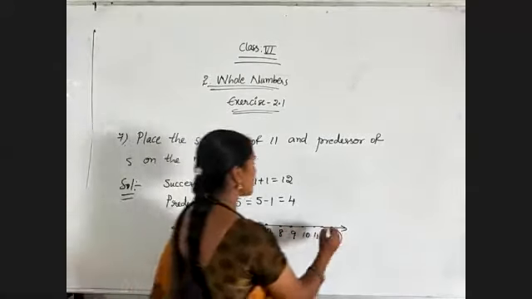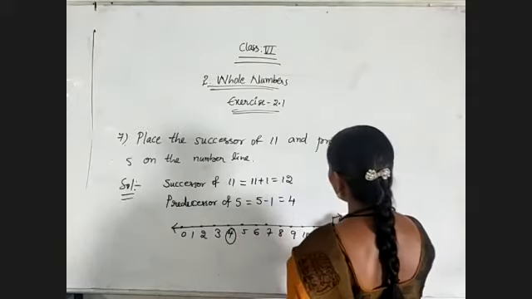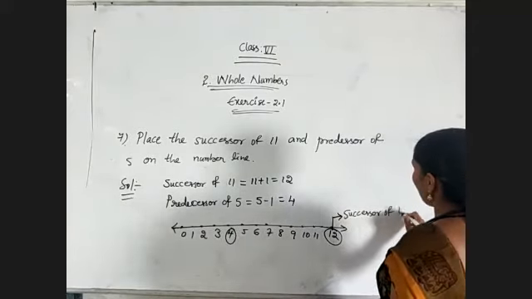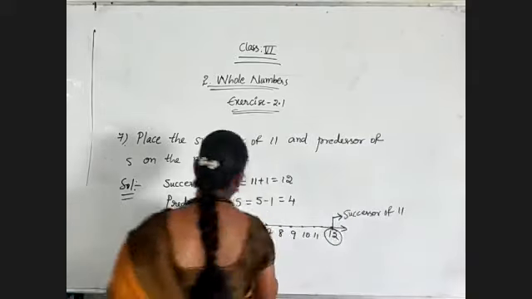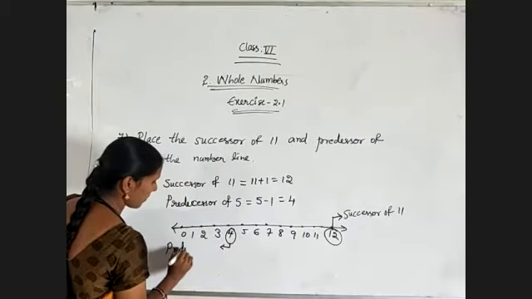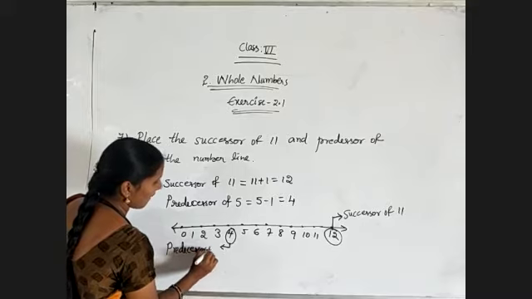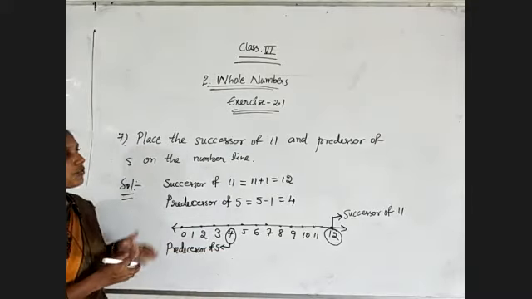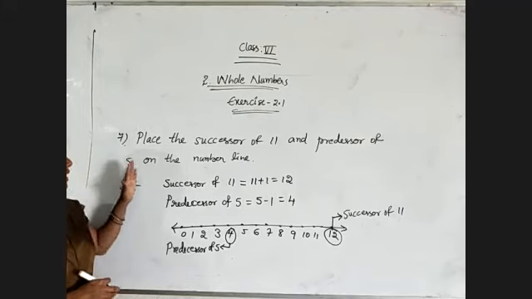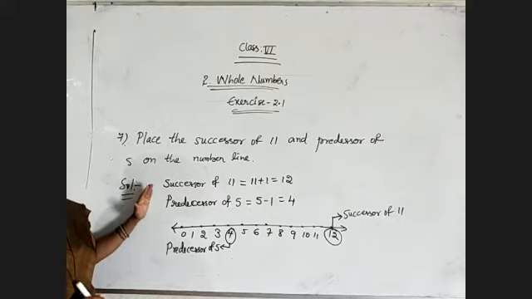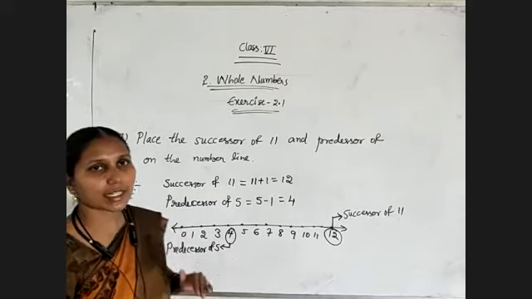Place the successor of 11, that is 12, and the predecessor of 5, that is 4. So here also mention this 12 is the successor of 11 and this 4 is the predecessor of 5. That's all. With this, the first exercise is finished. Very, very easy questions are there in this exercise. I hope you understand well. So this is the way to simplify the different questions which are related to whole numbers.